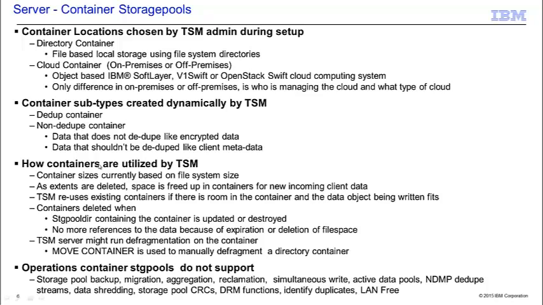Spectrum Protect utilizes containers by dynamically generating them, and it generates them based on file system size. And then it writes out chunks of data that we call extents out to those containers. And then as the space is freed up in the container, we'll try to write that data into the empty spaces so we can continually reuse the space inside of those containers. Now, containers are deleted when the storage pool directory containing the container is either updated or destroyed, or there's no more references to data out there.